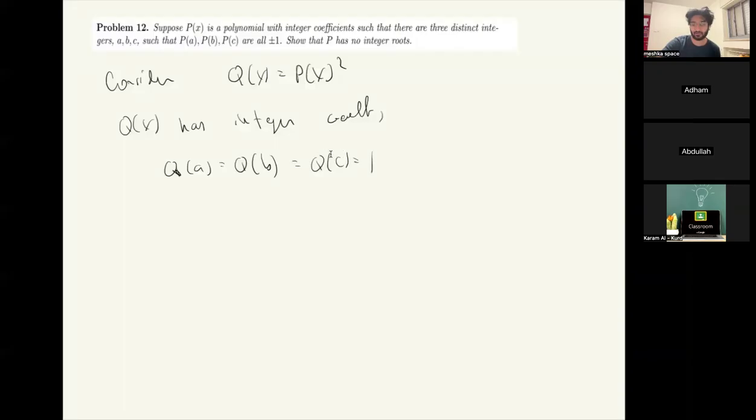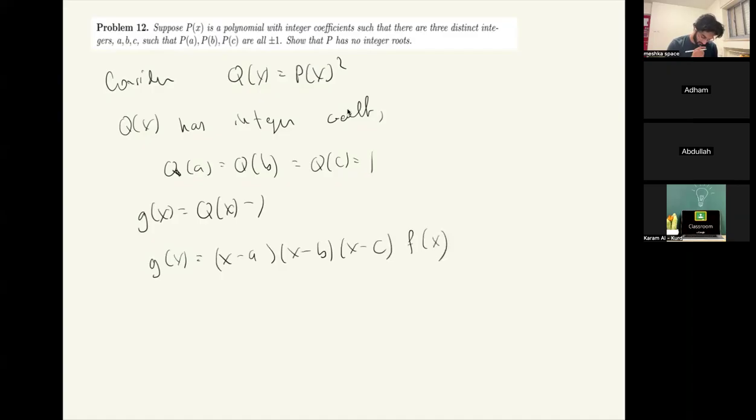What is RRT? Rational root theorem. Okay, I see. But actually, I think your first thought is right, because look, this is some common thing. Consider g of x, which is q of x minus one, and this is great because it has three roots. So we can say g of x is equal to x minus a times x minus b times x minus c times some polynomial, let's say f of x.